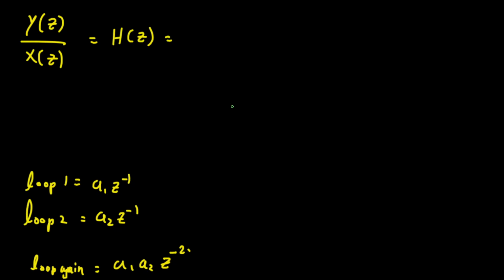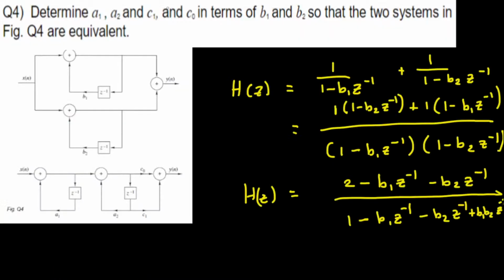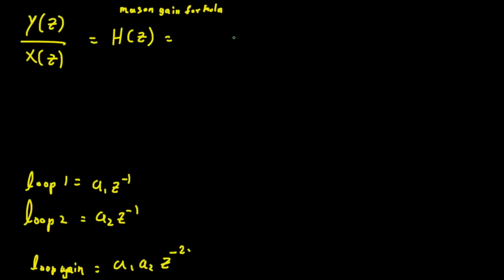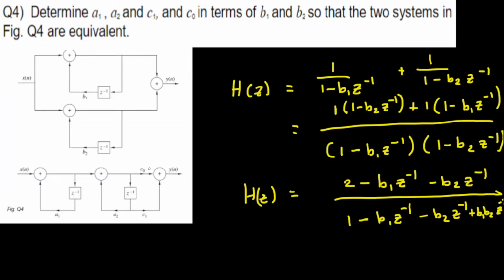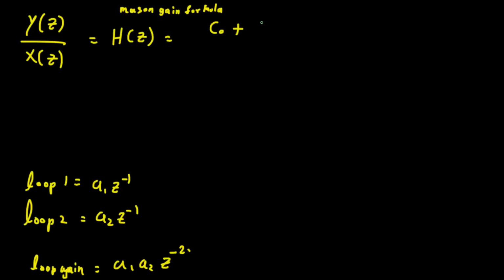Okay, so here what we have to do is use the Mason gain formula. In the Mason gain formula, if you have y, we put c0 on top, and c1 has a z transform, so c1 z power minus 1. So we put it like this: c0 is on top and doesn't have any transform, but c1 has a z transform, z power minus 1. So c1 z minus 1.